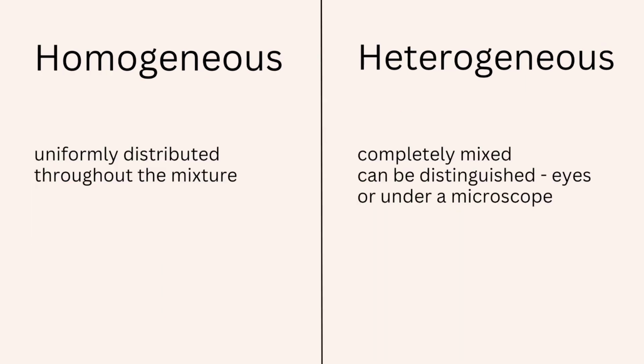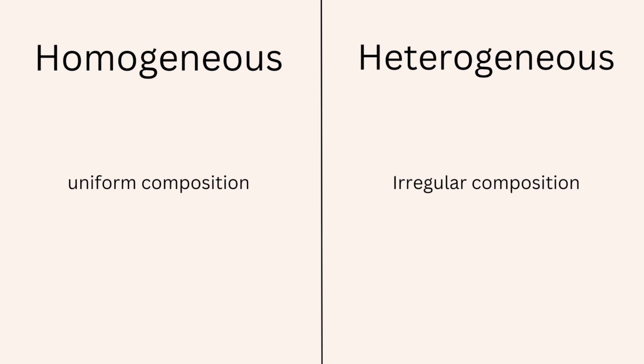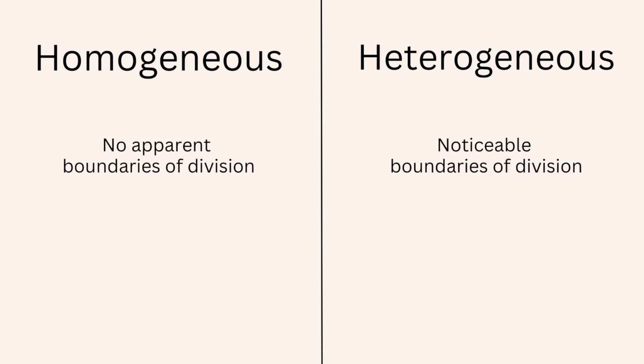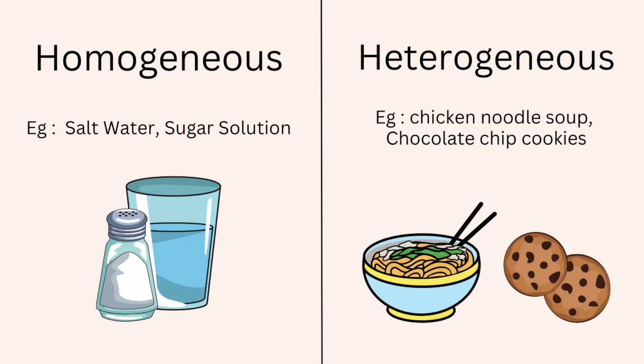A quick recap. In a homogeneous mixture the distribution is uniform, whereas in a heterogeneous mixture you can clearly distinguish between the particles. The composition is uniform in homogeneous, whereas in heterogeneous it has irregular composition. There are no apparent boundaries of division in homogeneous, whereas there are noticeable boundaries of division in heterogeneous.